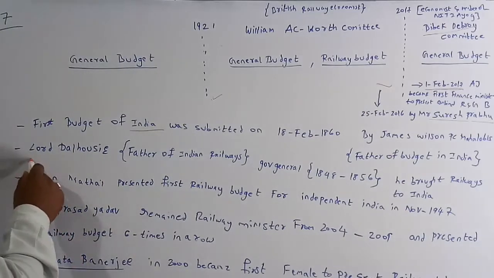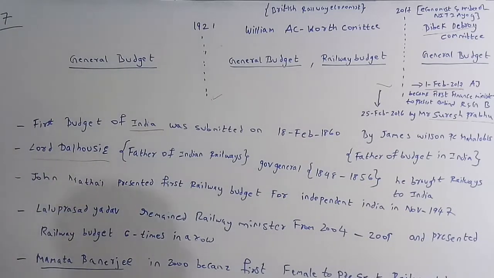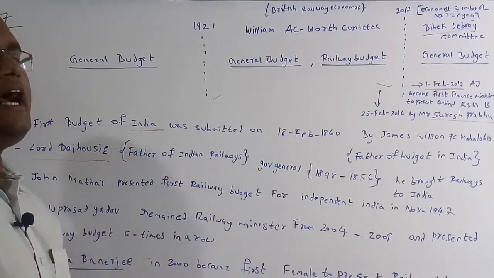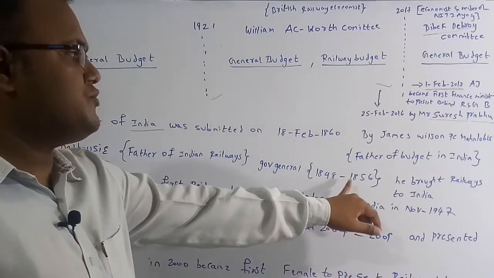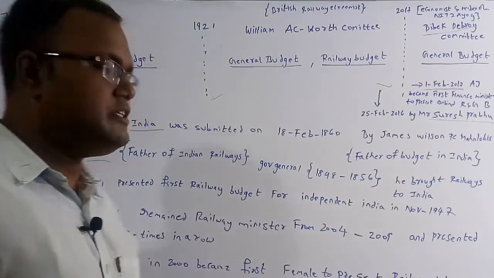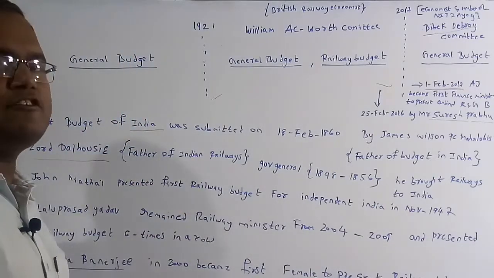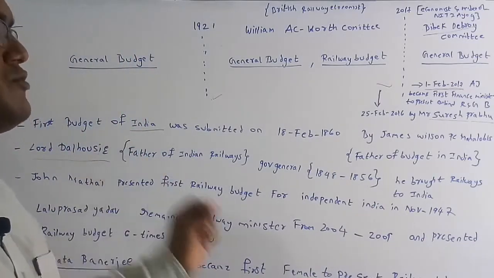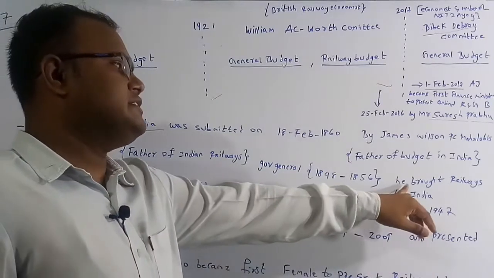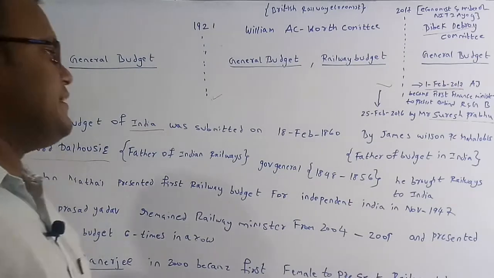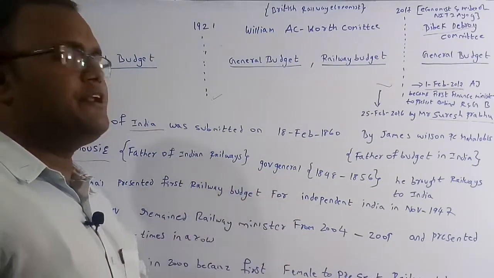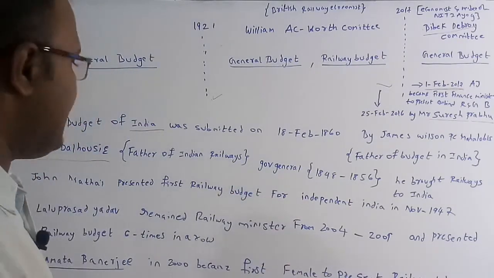And Lord Dalhousie is said to be the father of the Indian Railways, and he was basically a Governor General of British India from 1848 to 1856. He is considered the father of the Indian Railways because he is the person who introduced railways to India. That is the reason he is said to be the father of Indian Railways. He was Governor General from 1848 to 1856.